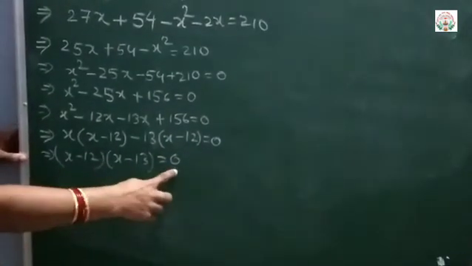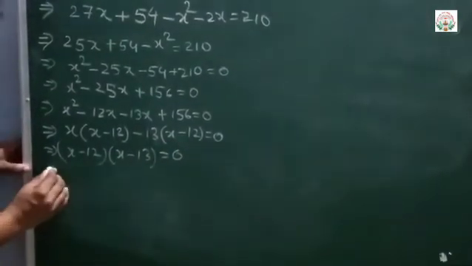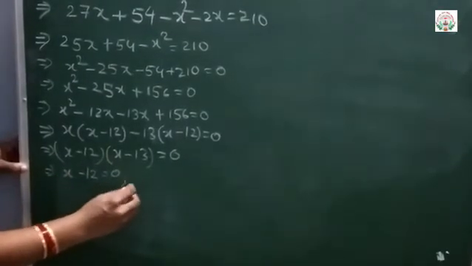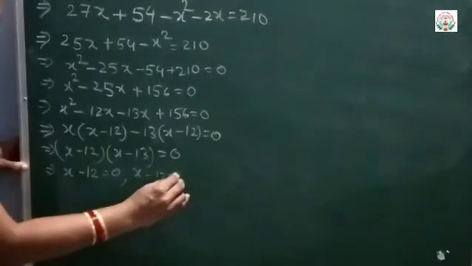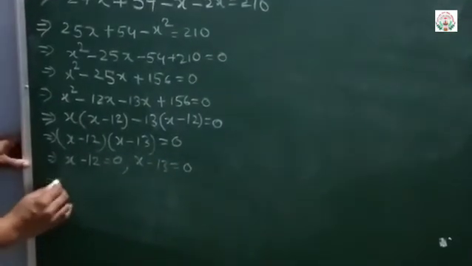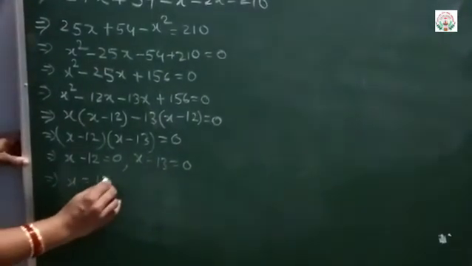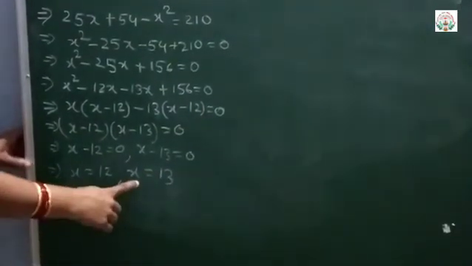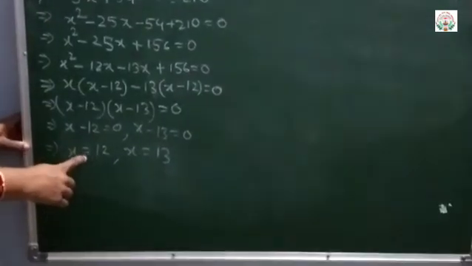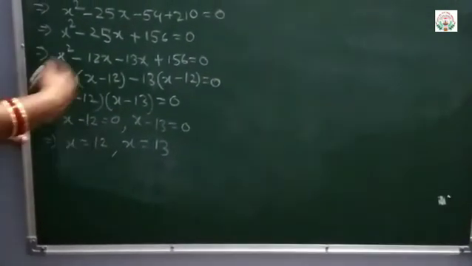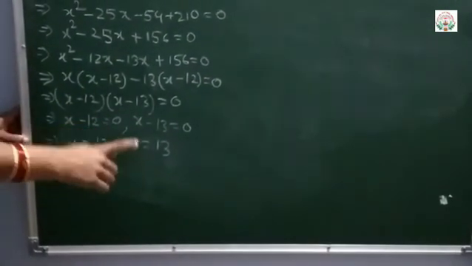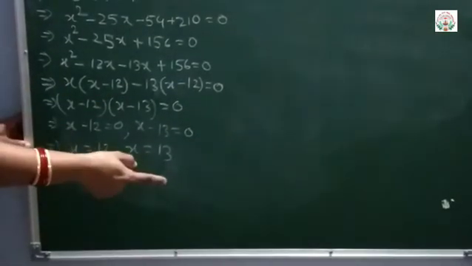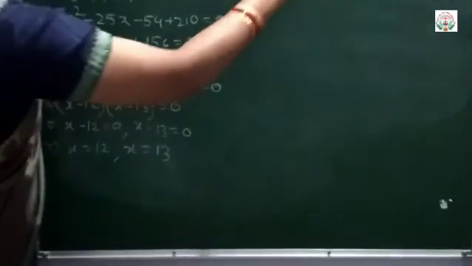Now each part will be equated with 0. So that will be x minus 12 equals 0 and x minus 13 equals 0. So what you will get? x equals 12 and x equals 13. So here two values of x you got. So we have to find when x is 12, what will be the value of English, and when x, that is mathematics marks, is 13, what will be the value of English? Okay, so what will you write here?